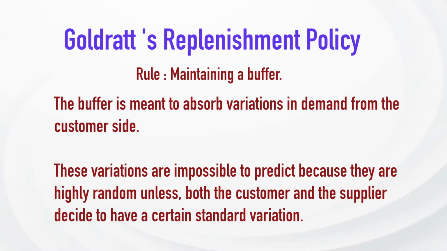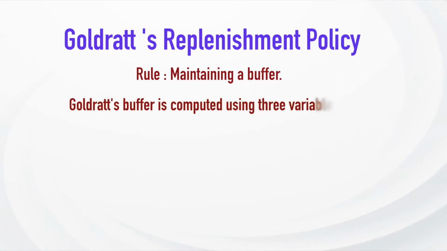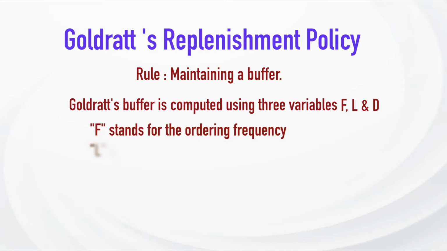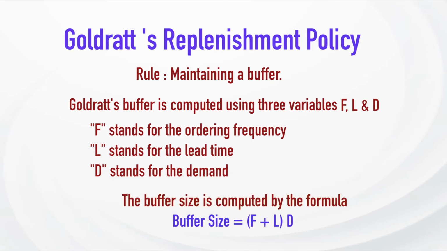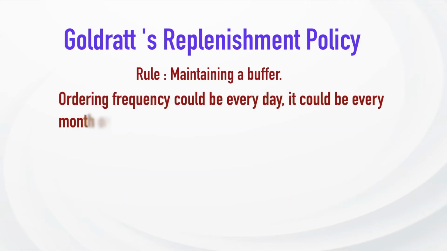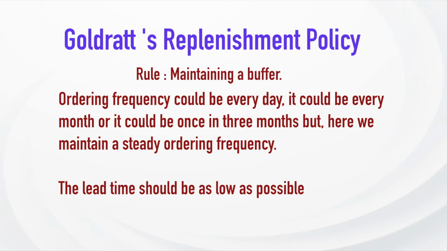This doesn't happen. Goldratt's buffer is computed using three variables: F, L and D. F stands for the ordering frequency, L stands for the lead time and D stands for the demand. Now, the formula is the demand multiplied by the sum of the lead time and the ordering frequency. Now, ordering frequency could be every day, it could be every month, or it could be once in 3 months, but here we maintain a steady ordering frequency.